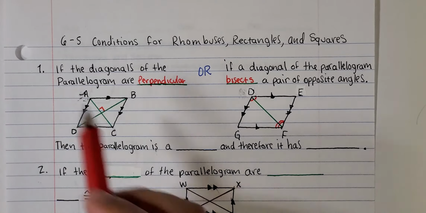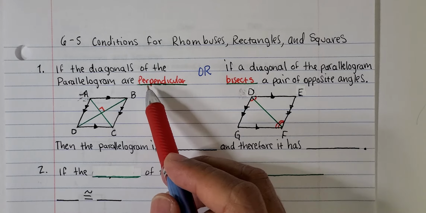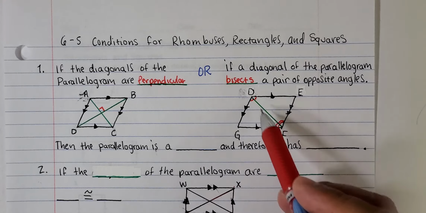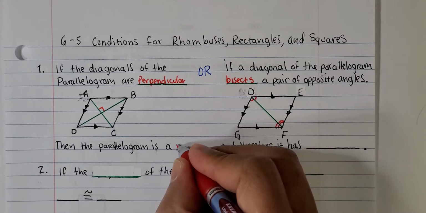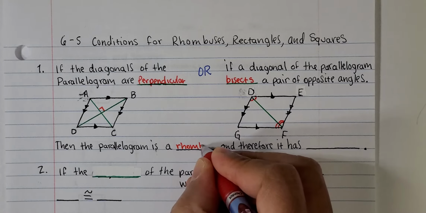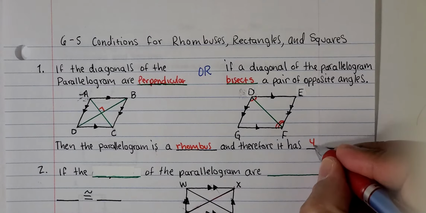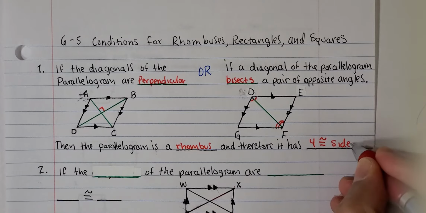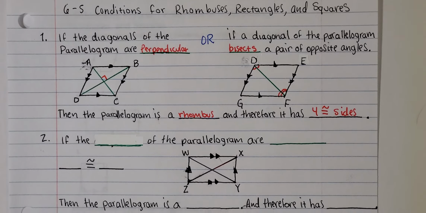Okay, so if you have either this property, the diagonals are perpendicular, or that one diagonal bisects a pair of opposite angles, then the parallelogram is a rhombus, and therefore it has four congruent sides. Okay, so let's go on to the next one.